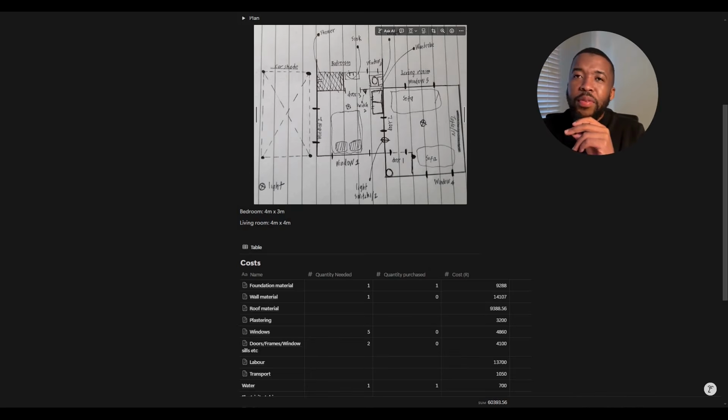It's not really a two-bedroom house. It's a one-bedroom house, which has a living area. So the bedroom is an ensuite bedroom, which should have a toilet, a sink, and a shower. And then this is a living area where I will be chilling, for the most part.